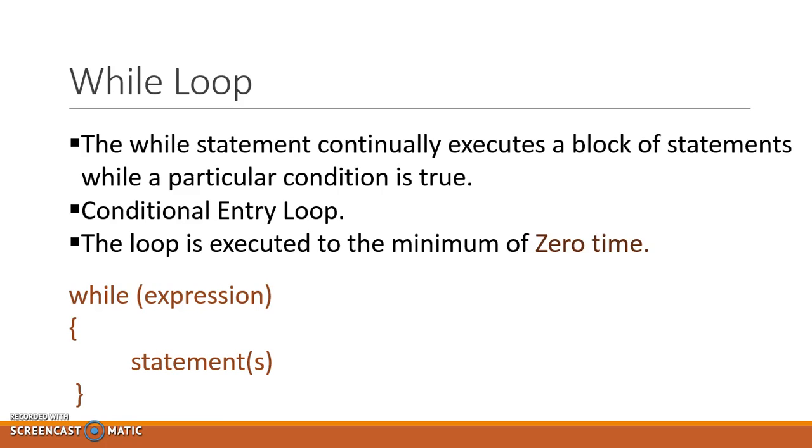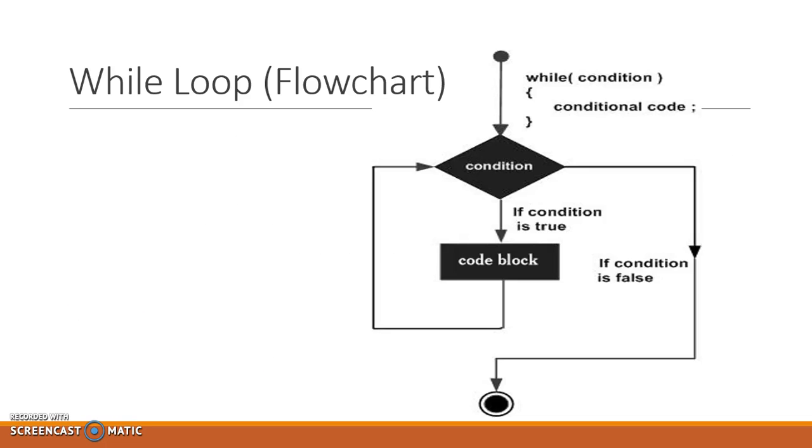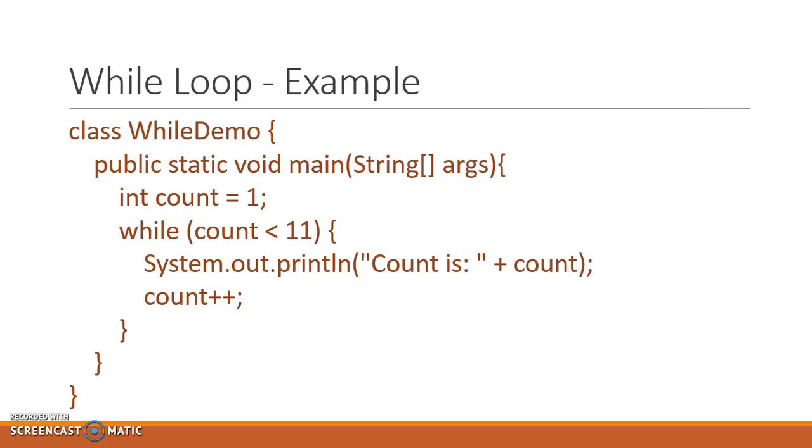The syntax is given below. While expression, a set of statements gets executed. That is, while the expression turns out to be true, the set of statements gets executed, else it comes out of the loop. The flow chart of the while loop: first the condition is checked. If the condition is true, it comes inside and executes the code block. If the condition is false, it comes out of the loop.